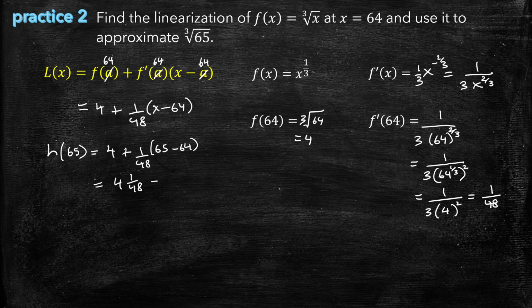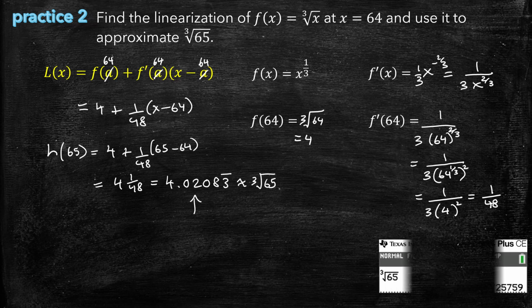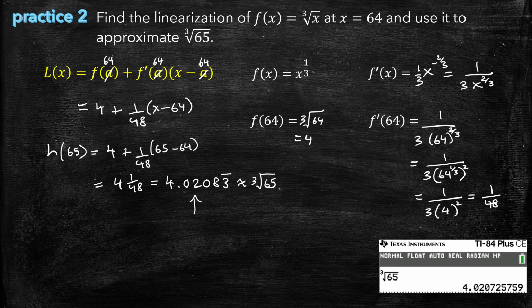And when you turn that into a decimal, that is 4.0208, 3 repeating. And we are saying that that therefore is our approximation of, or so approximately equal to, the cube root of 65. Let's see how we did. 4.02. I guess if we round to the thousandths place, they both round to 4.021, so not so bad.